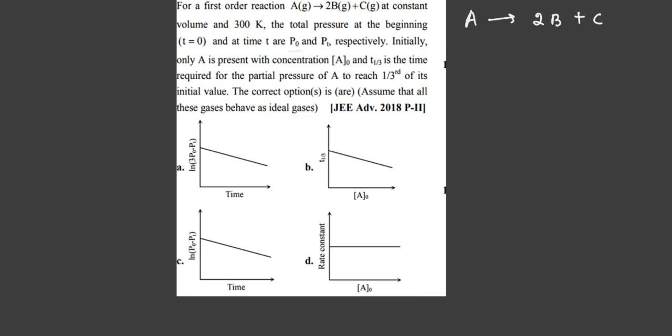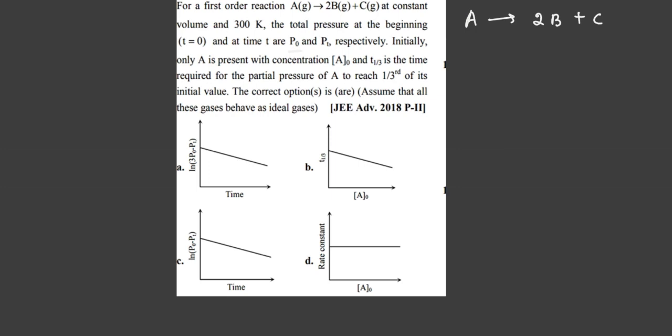It is also given that T1 by 3 is the time required for the partial pressure of A to reach 1/3 of its initial value. So this is also given. Correct options are, so you have to find out which graph is correct out of all these four.